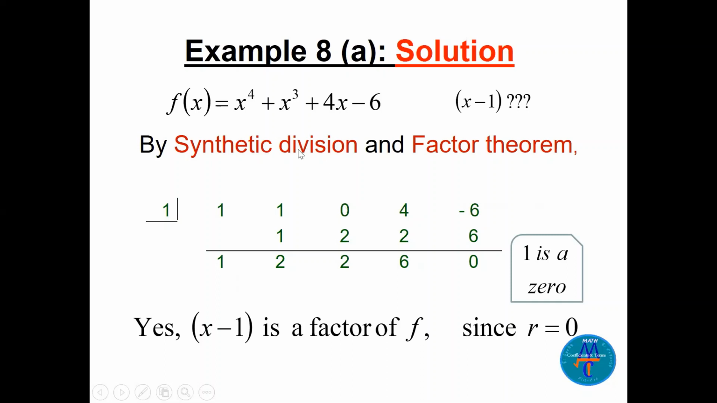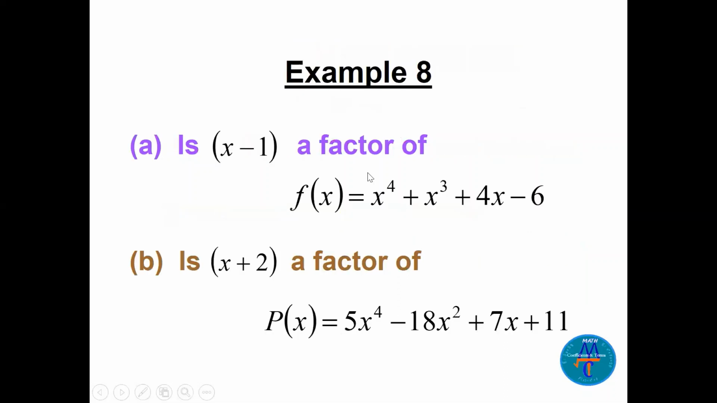So let's use synthetic division and the factor theorem. So I put 1 here, 1 comes down, etc., until the remainder is 0. So if the remainder is 0, yes, 1 is a 0 of the function. So x minus 1 is a factor, since the remainder is 0. So when you factor this later, then one of them will be x minus 1. Then you have to find the others. Can you try the second one, please? See, this is not easy to factor.